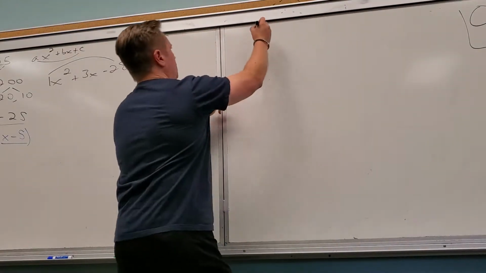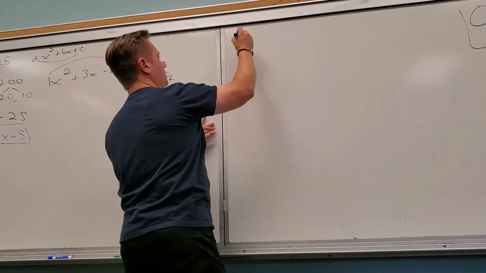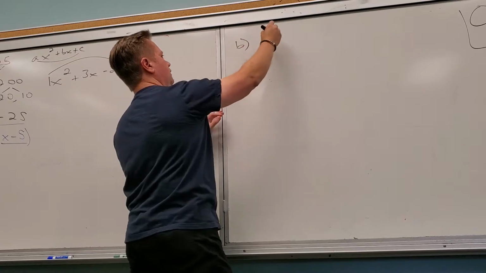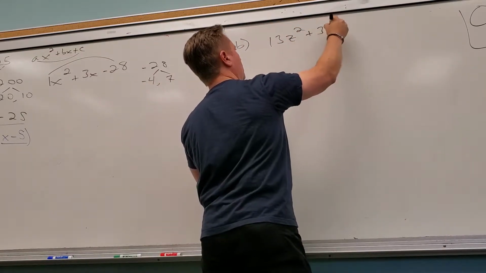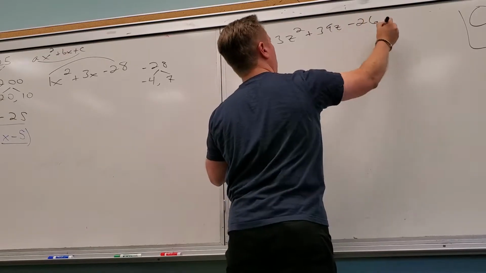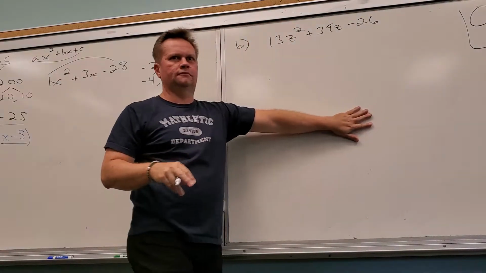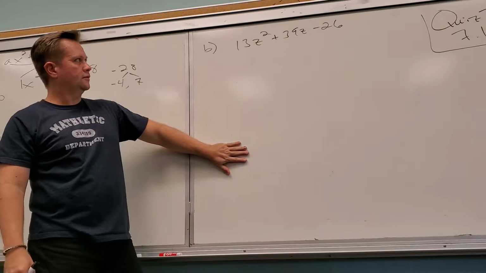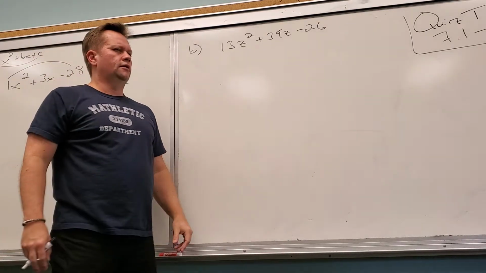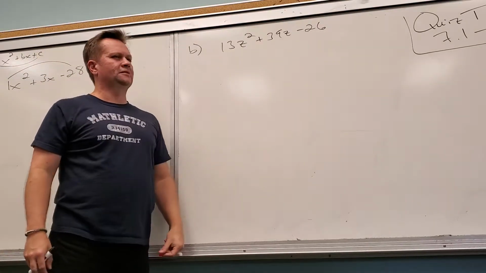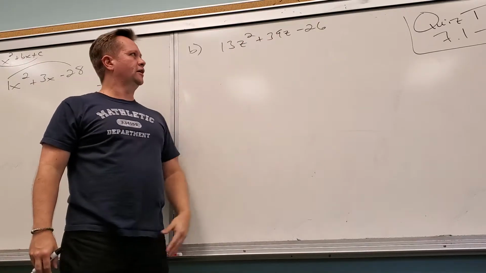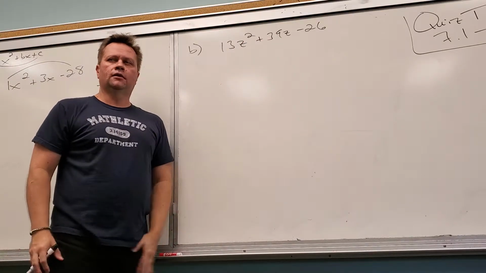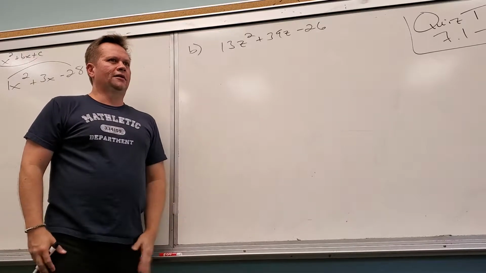All right. Shayma's picked out a really, really yummy one for us here. 13z squared plus 39z minus 26. Is that really what it was? Plus there and a minus there, right? Yes, plus. Okay. Man, they're being really mean. But it's right.